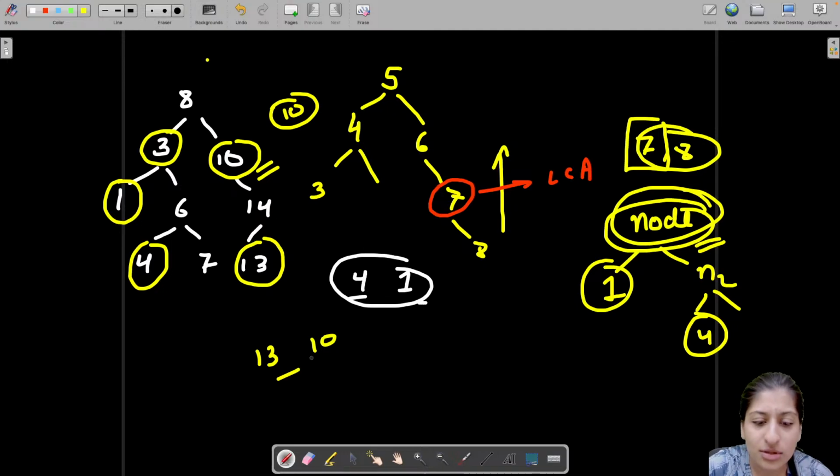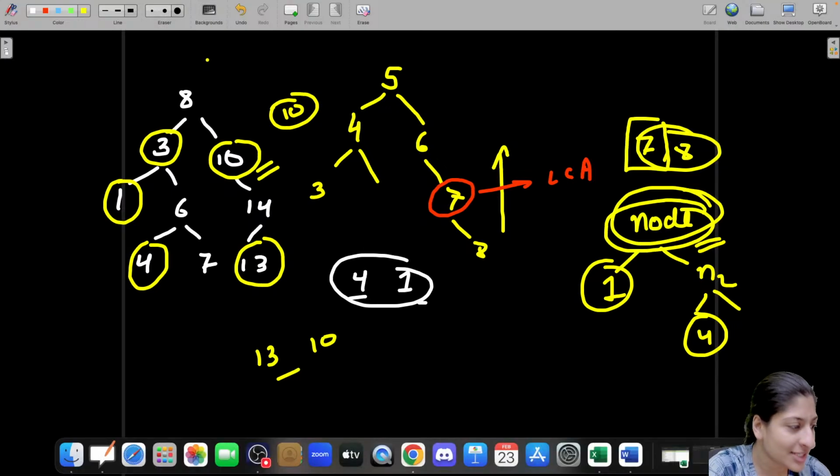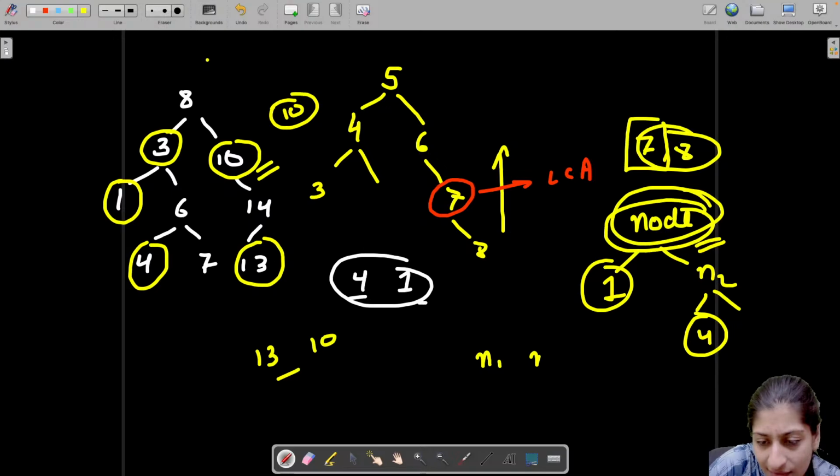Now the thing is, how are we going to solve this problem? In order to understand this, you need to understand the scenarios. So what could be the possible scenarios, guys? See, you are given a node n1, you are given a node n2.